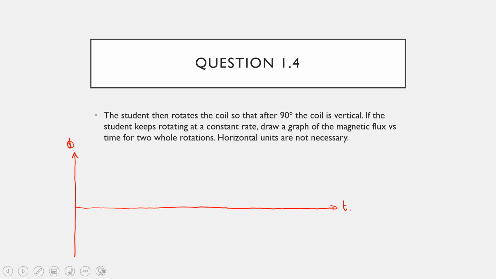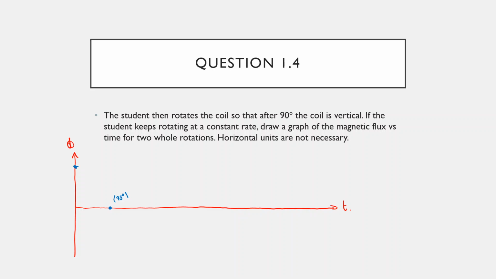So if we were to start drawing our graph, let's start from the position in the previous slide. In the position in the previous slide, we have a maximum amount of flux, and the angle between the area vector, I guess you could call it, and the magnetic field lines is 0 degrees. After 90 degrees, we know that the flux would decrease to 0. So after 90 degrees, the flux becomes 0. Let's just put in brackets 90 degrees.